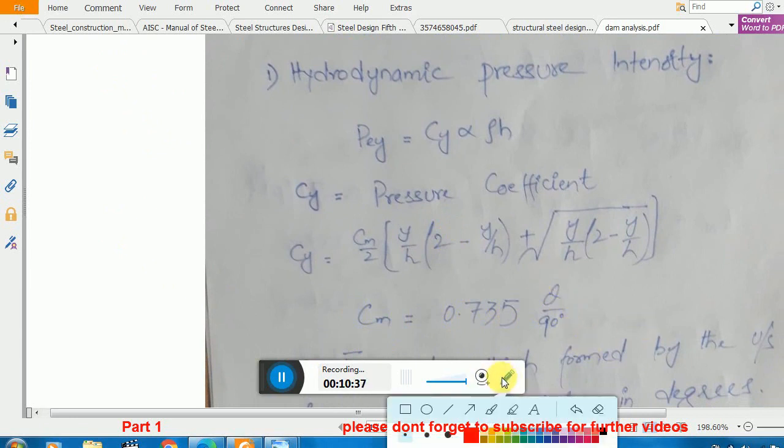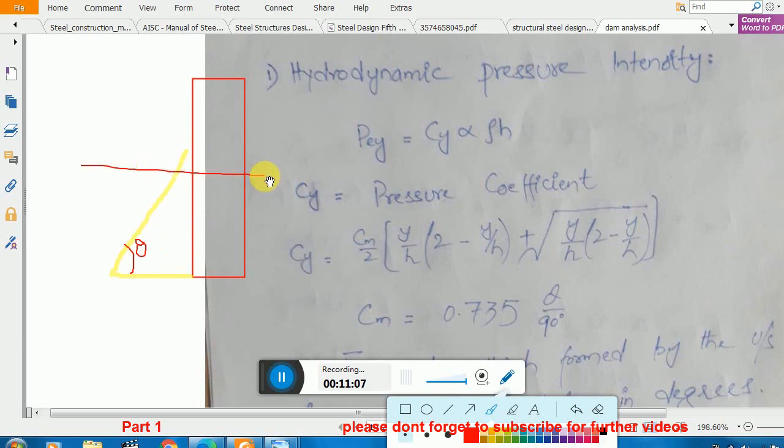And what is theta? Let me show you the dam. Let's say this is the dam structure. Sometimes, as you saw previously, we provide a slope, an inclination, correct? That inclination forms an angle with the bottom, and that is angle theta. Sometimes, for example, if the slope is n up, you can say this is half of the dam, remember?